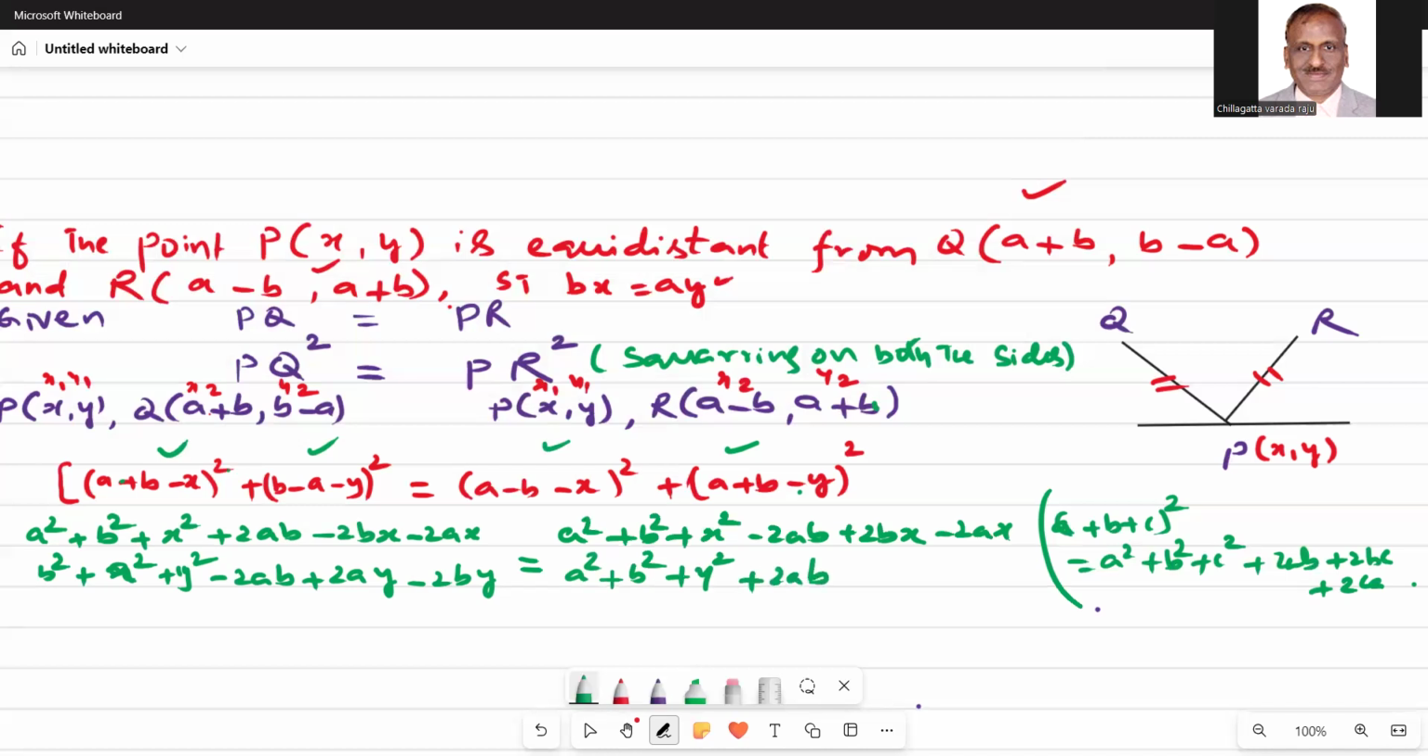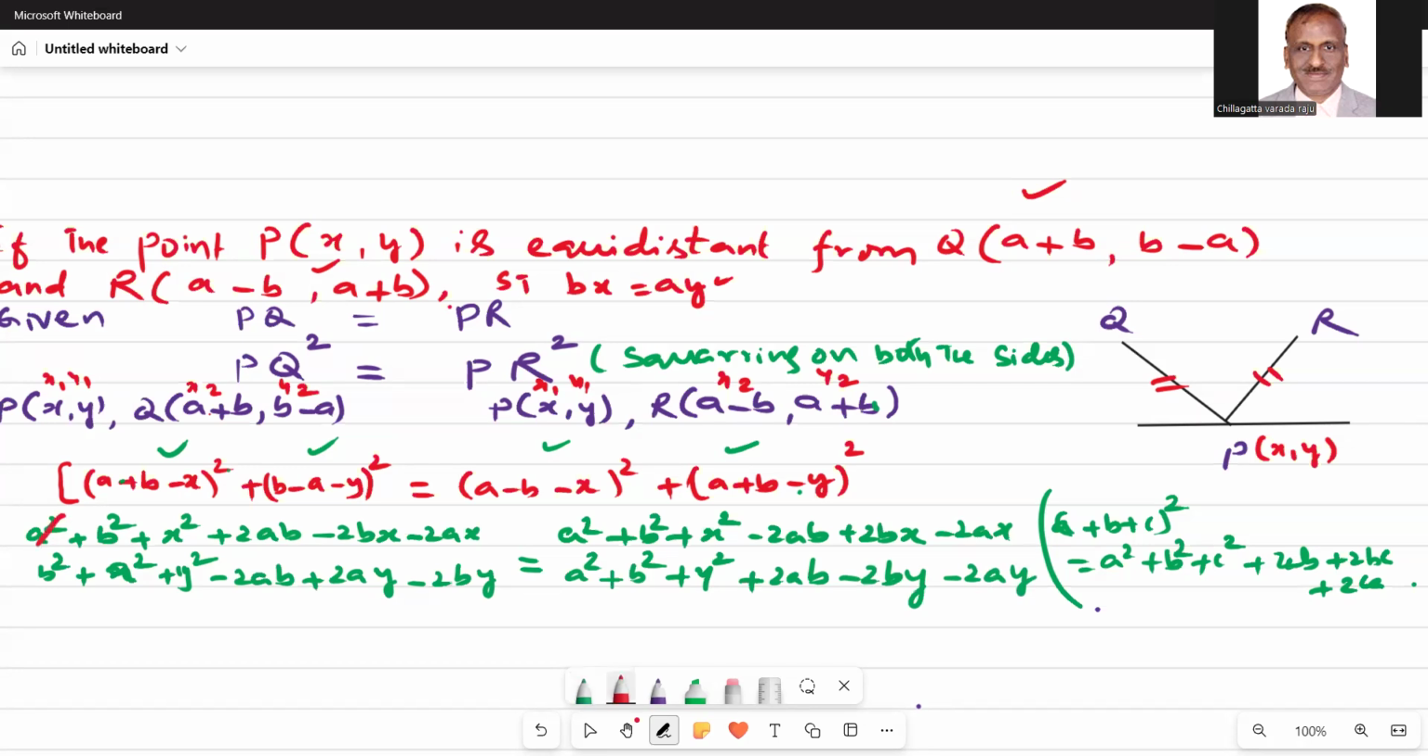Okay, sir. Minus 2by, minus 2by and minus 2ay, minus 2ay. So we have expanded all (a plus b plus c) whole square four times. So on either side, the same like terms can be cancelled. Shall we cancel one by one?